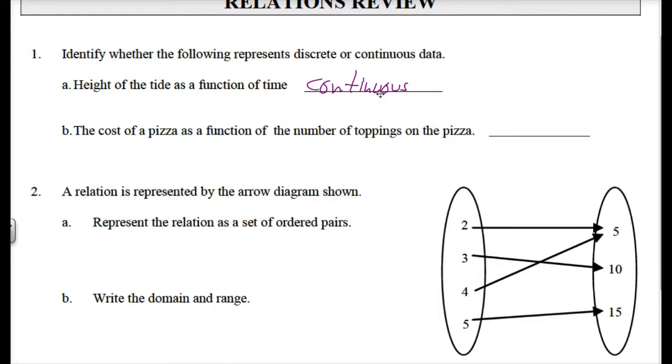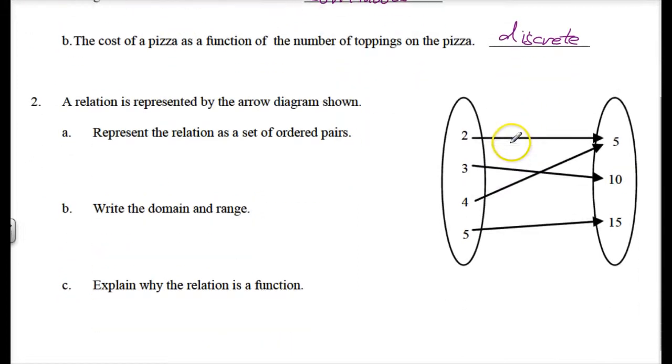The cost of a pizza as a function of the number of toppings. Number of toppings is discrete. Okay, you can't have 1.5 toppings, although I suppose you could do half pepperoni or something.